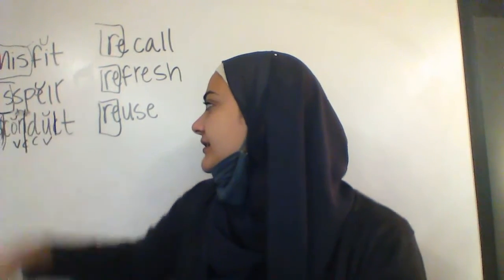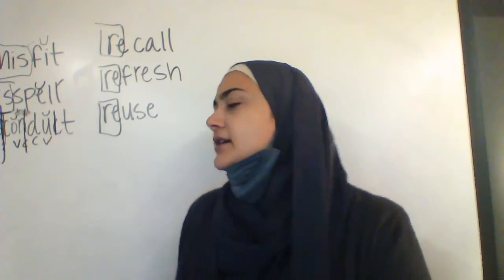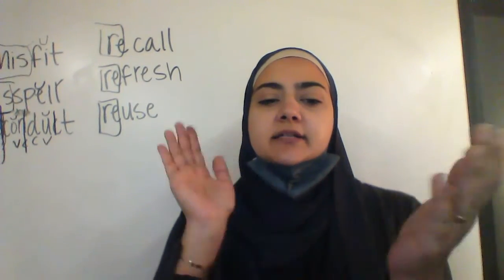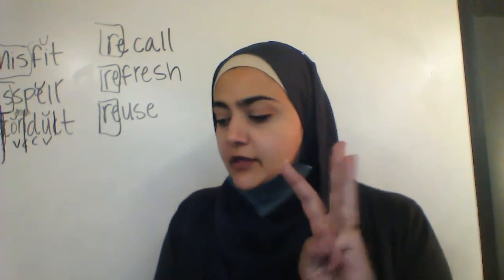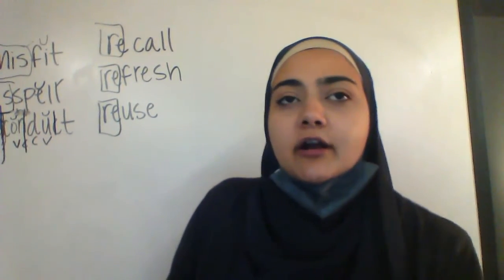Very good. Misconduct. And there's also a division line between miss and con because it's 3 syllables. Let's clap that out. Misconduct. How many syllables? 3. So it needs to be separated into 3 parts. Very good. Good job. All right.